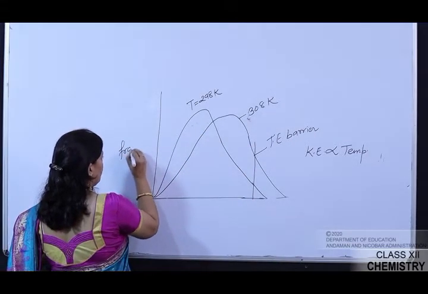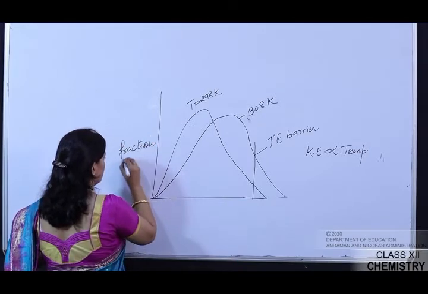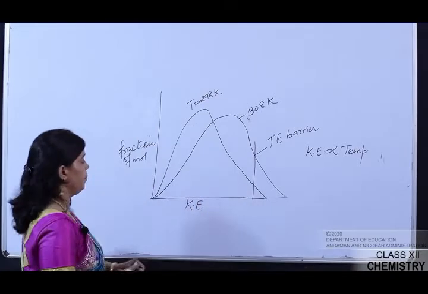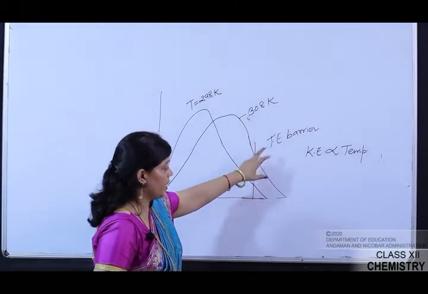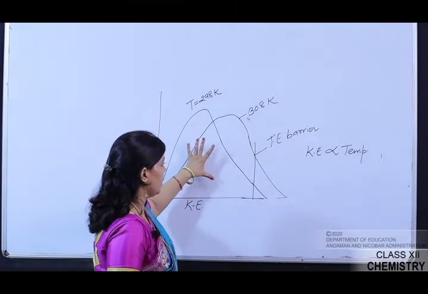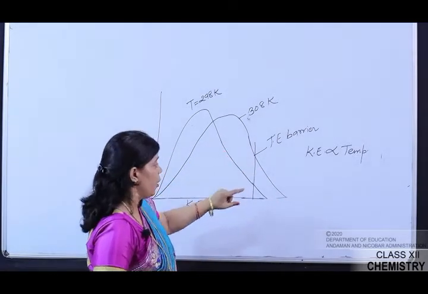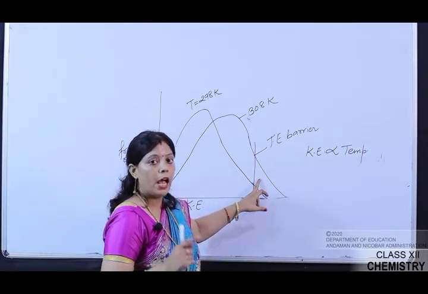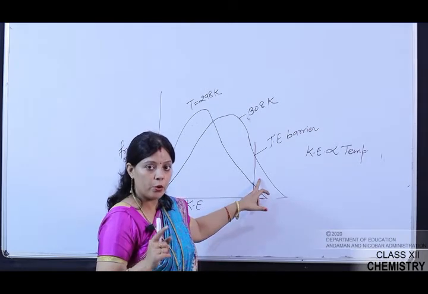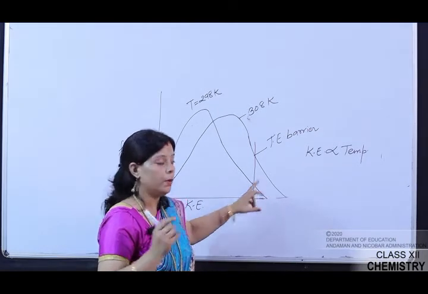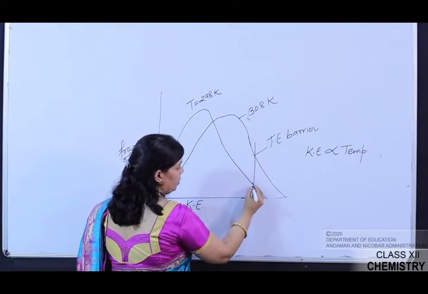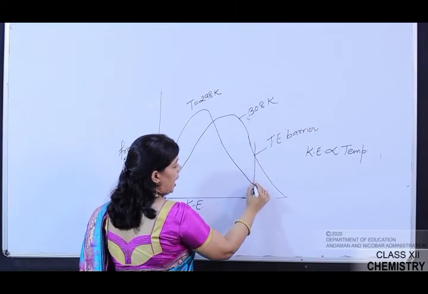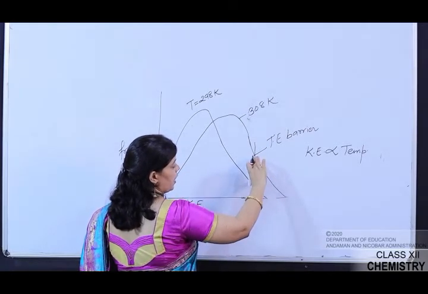Here the fraction of molecules, and here the kinetic energy is shown. Okay, so when we are increasing the temperature by 10 degrees Celsius, you can clearly see from this graph that the fraction of molecules having energy equal to or greater than the threshold energy barrier almost doubles. You can see that at 298 Kelvin this is the fraction of molecules having energy equal to or greater than the threshold energy barrier, and when we are increasing the temperature, this fraction will increase.